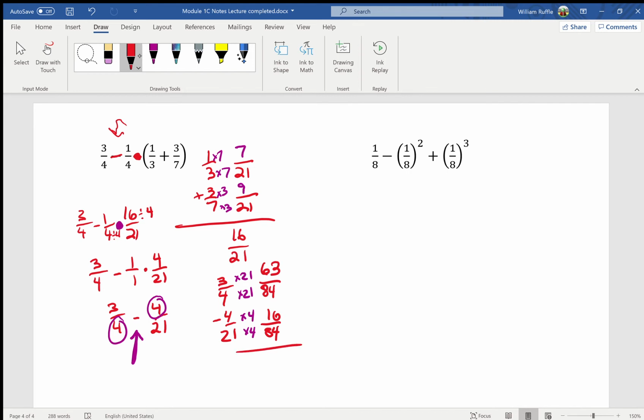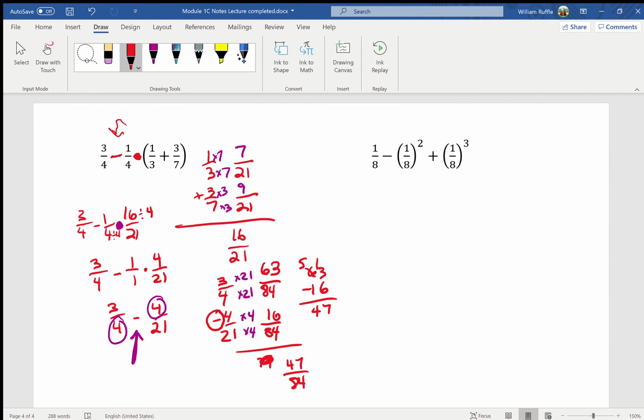So I got to add that up. That is 79, no wait, 63. Oh, it's minus. I got to subtract. 63 minus 16. 63 minus 16, 13 minus 6 is 7, 47. So it is 47 over 84. Pay attention to details. 47 over 84.